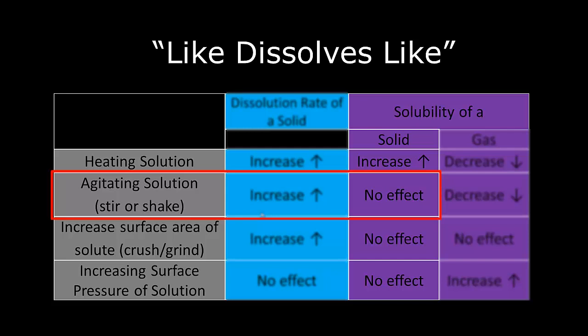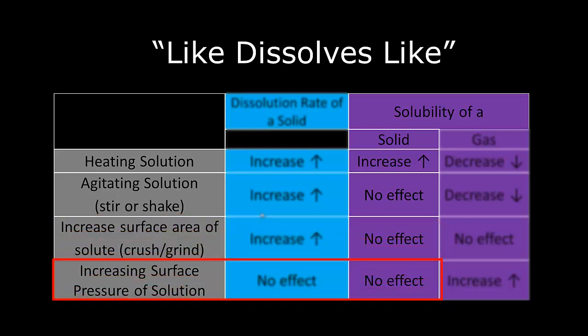You can't make more sugar dissolve in some water just by agitating it. At some point, it will stop dissolving no matter what you do, as far as shaking or stirring. If you increase the surface area, that has no effect as well. Once it's reached its solubility, it cannot dissolve anymore unless you increase the temperature. If you increase the surface pressure, that also has no effect on the solubility of a solid.